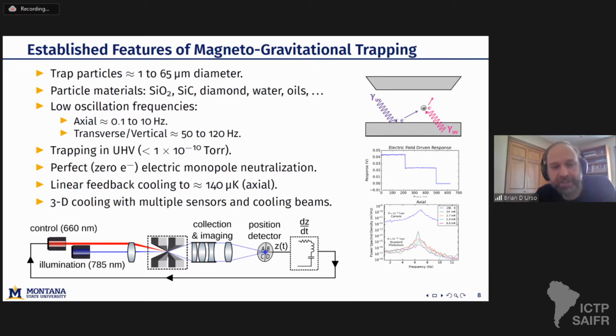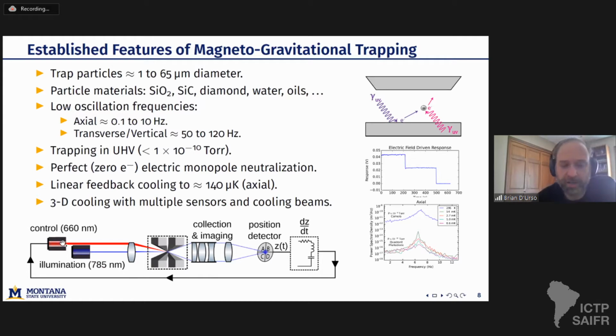We use linear feedback, which I've sort of diagrammed below here, to cool the particle's motion. We've gotten down to a temperature of about 140 microkelvin. And we do that in pretty much the usual way. We illuminate the particle from behind, typically now with a 785 nanometer laser. We collect the scattered light with some homemade optics and image onto some kind of position detector. And in my diagram here, it's a quadrant detector, but we often now just use a commercial camera to do this imaging.